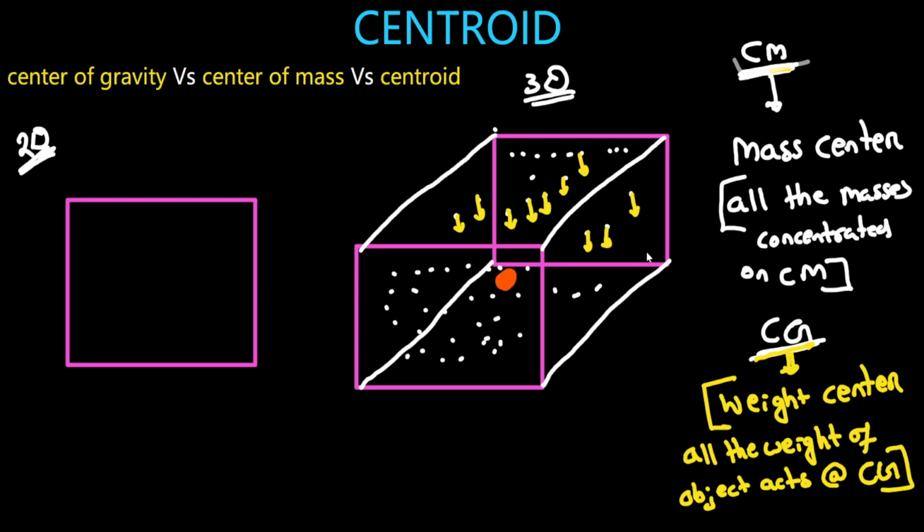Suppose this is the length, this is the height, and here is the thickness. If the thickness is nearly equal to 0, like a thin sheet of metal, in that case what will happen? It will be treated as a 2D object. It's a plane, just like a thin plate. So I'm taking a rectangular plate.